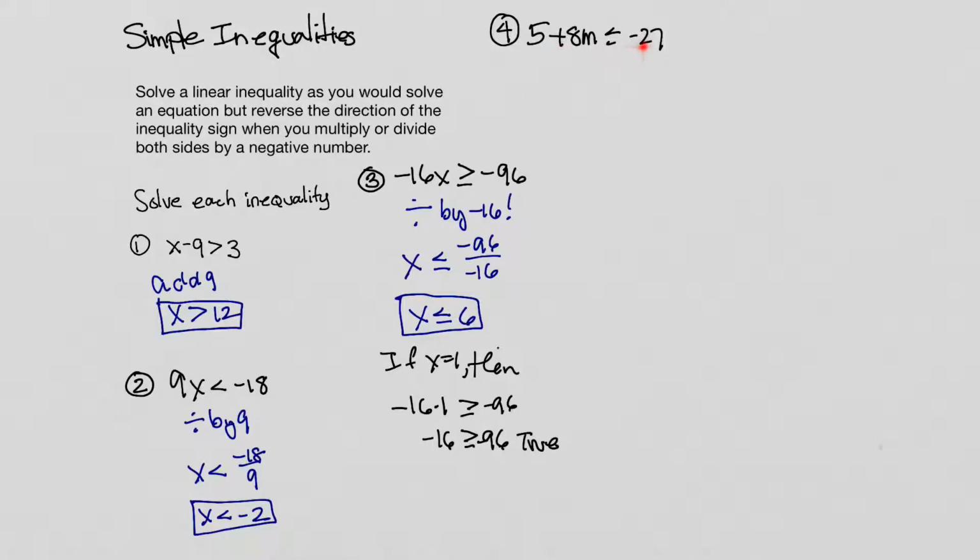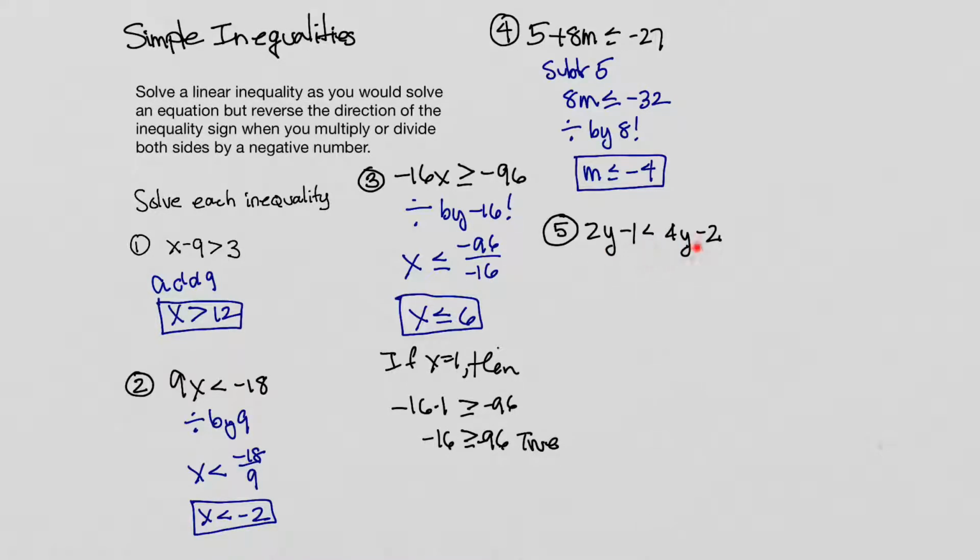Let's give number 4 a try. So what we're going to do is solve it just as if it were an equation. We're going to subtract 5, and that will give us 8m less than or equal to negative 27 minus 5, which is negative 32. Now we're going to divide by 8. Alert: we're dividing, but we're dividing by a positive number, so the direction of the inequality sign is not going to change. So if we divide by 8, we'll get m less than or equal to negative 4.